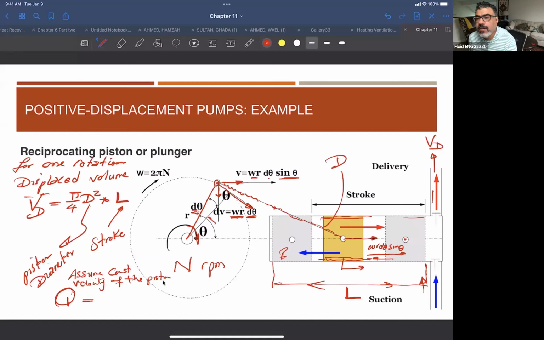Anyone? The number of rotations, right? So it's basically pi over 4 d squared times L times N, right? And if this N is revolutions per minute, that means the volume will be meter cubed per minute, right? If you consider this N per minute, it's going to be a flow rate per minute, or if you consider it per second, you're going to get the volume flow rate per second. So it's simple analysis like this. At least this is the minimum knowledge you must have, right?